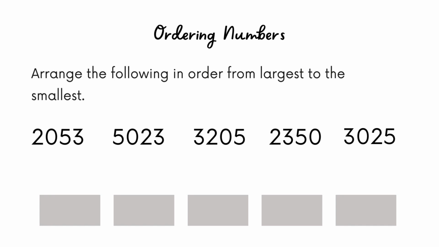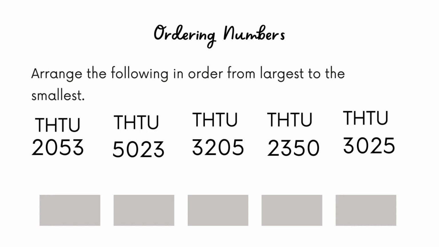So to get the largest, we look at the first digits. We have the thousands, the hundreds, the tens, and the units. So we look at the one that has the largest number under the thousands. If we take a look at all these five numbers, we can see that there is one that stands out, and that is 5023. So that happens to be the largest.